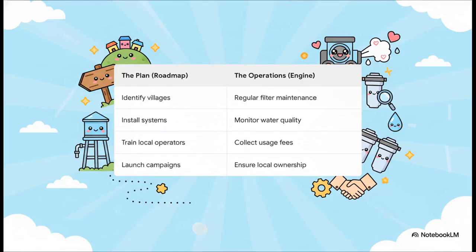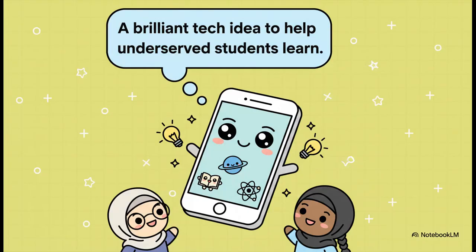So here's the thing. The plan, the roadmap, involves finding the right villages and installing the water filters. That's the big picture stuff. But the project only really succeeds because of operations, the day-to-day work of maintaining the filters, constantly monitoring the water quality, and having systems for local ownership. Just imagine if they discovered that one type of filter clogs up way faster than they expected. That's an operational discovery that forces them to go back to their roadmap and change their plans for maintenance and supplies.